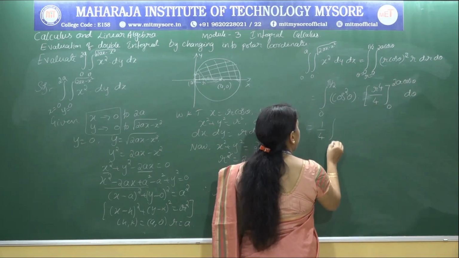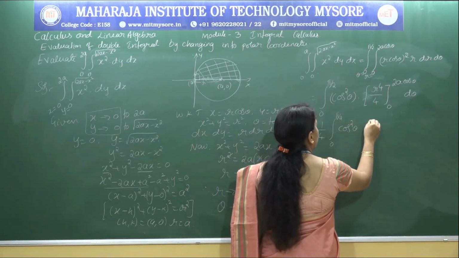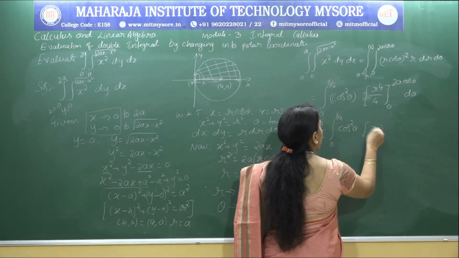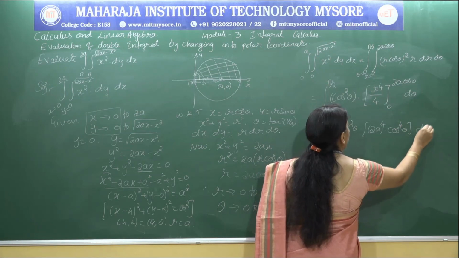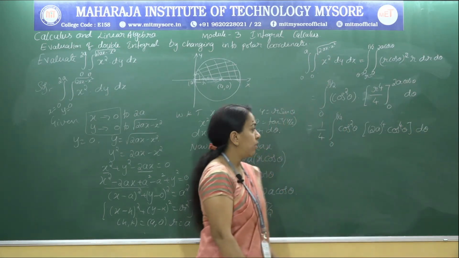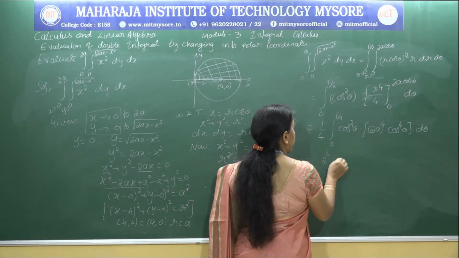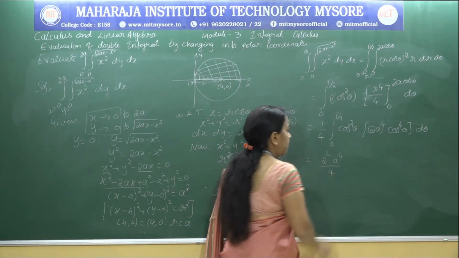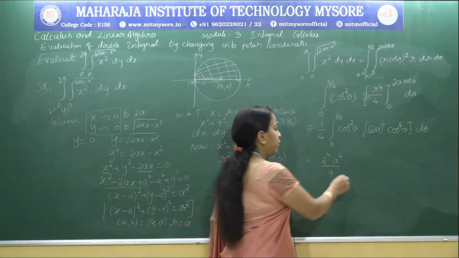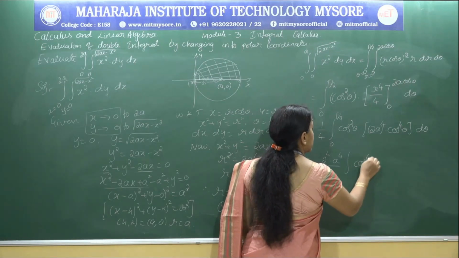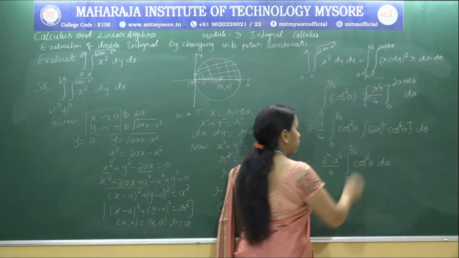or I can take out 1 by 4 common, integral 0 to pi by 2 cos square theta into upper limit 2a whole power 4 into cos to the power of 4 theta and lower limit is 0, into d theta, or I can take out 2 power 4 into a to the power of 4 by 4 common, so that I remain with cos square into cos power 4, that is integral of cos to the power of 6 theta d theta between the limit 0 to pi by 2.